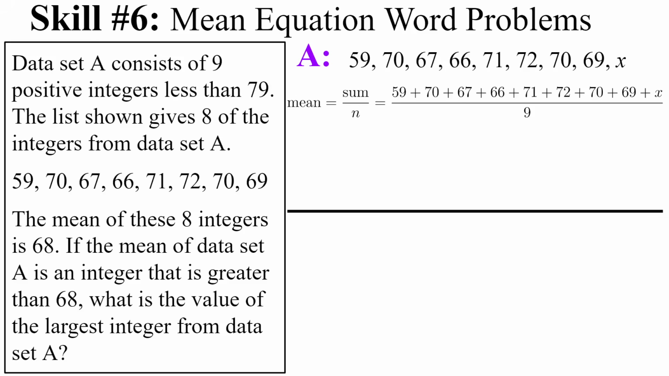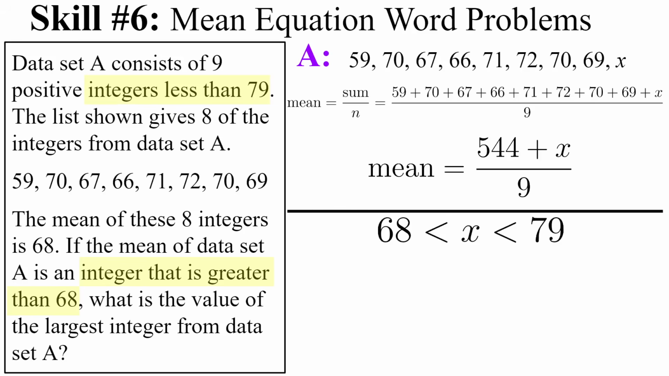We can write an expression for the mean by doing sum over n, and you should get (544 + x) over 9. And if you read the question, it says that the integers have to be less than 79. So x has to be less than 79. But it also says the mean is an integer that is greater than 68. The current mean is 68, and we want it to be bigger. So the number we're adding, in order for the mean to go up, must be bigger than 68. So x has to be somewhere between 68 and 79.